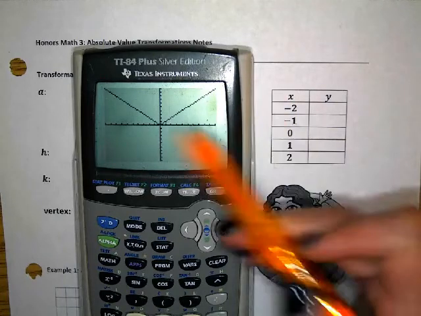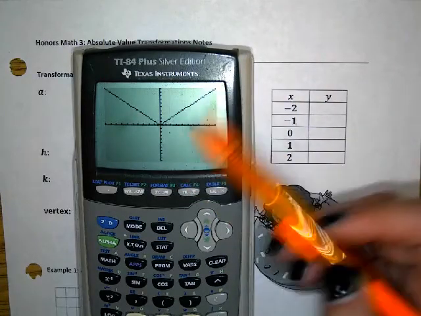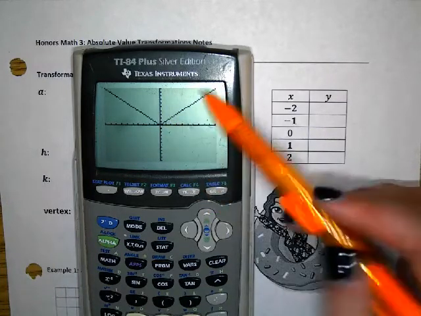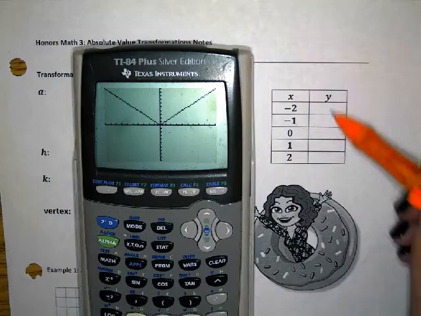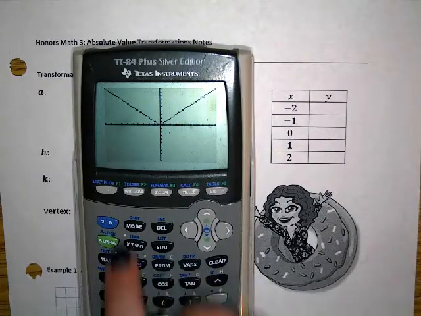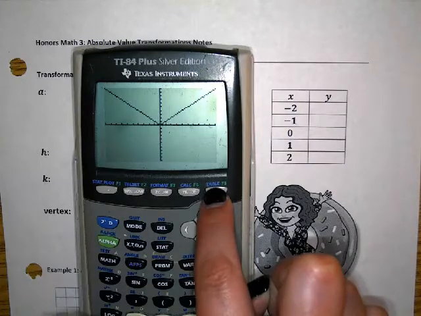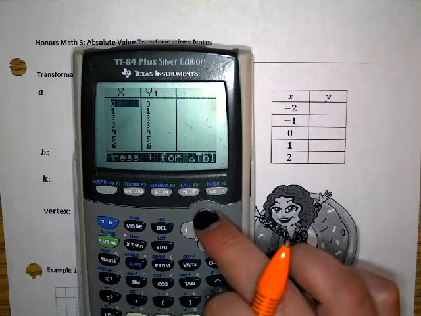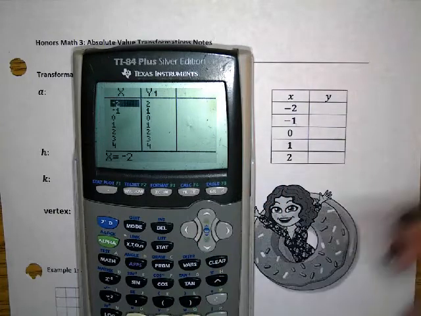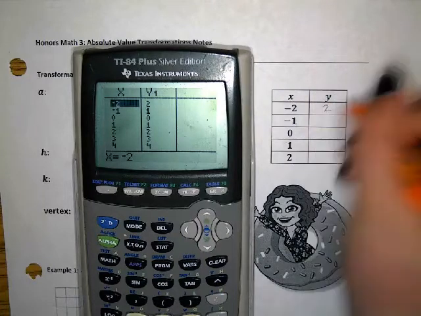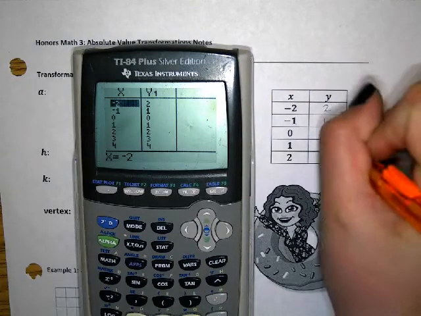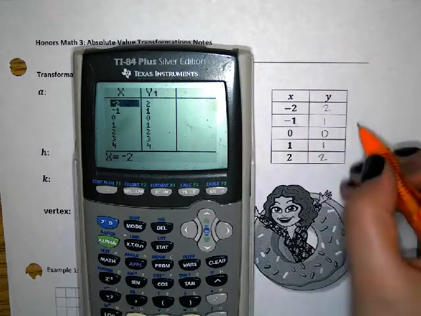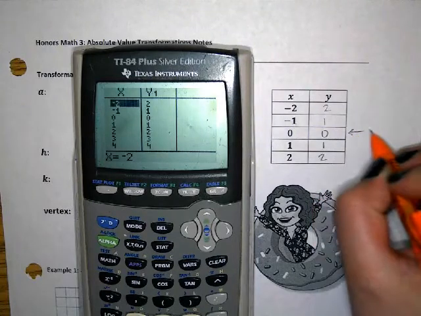So if you started off with a graph that had nothing in the memory changing it, no window changing it, things like that, then it will look like a perfect V graph like this. And if I want to get the values from the table, then I'll go ahead and I'll hit second graph to get the table, the blue, so second graph. And I'm going to scroll up using the up arrow. So -2, 2, -1, 1, 0, 0, 1, 1, 2, 2. And the point right in the middle is the vertex.